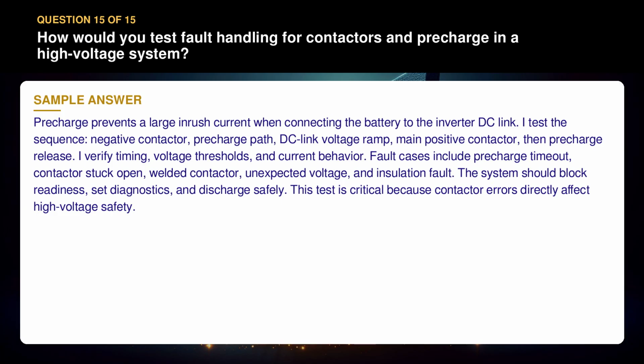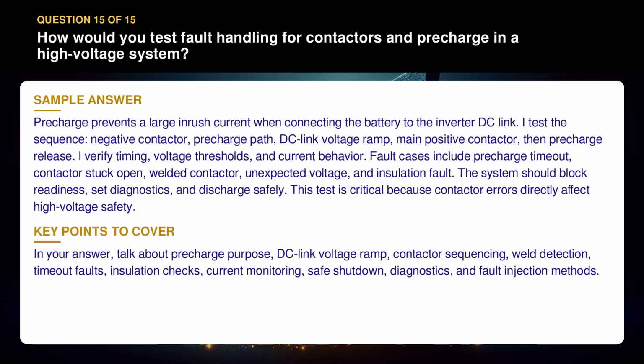Fault cases include precharge timeout, contactor stuck open, welded contactor, unexpected voltage, and insulation fault. The system should block readiness, set diagnostics, and discharge safely. This test is critical because contactor errors directly affect high-voltage safety. In your answer, talk about precharge purpose, DC link voltage ramp, contactor sequencing, weld detection, timeout faults, insulation checks, current monitoring, safe shutdown, diagnostics, and fault injection methods.